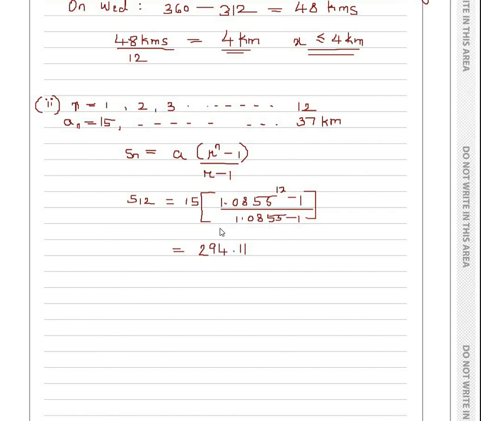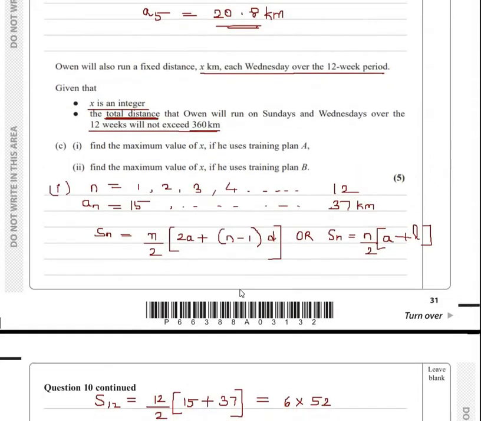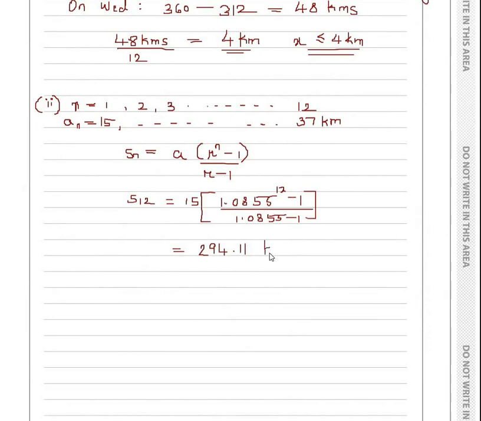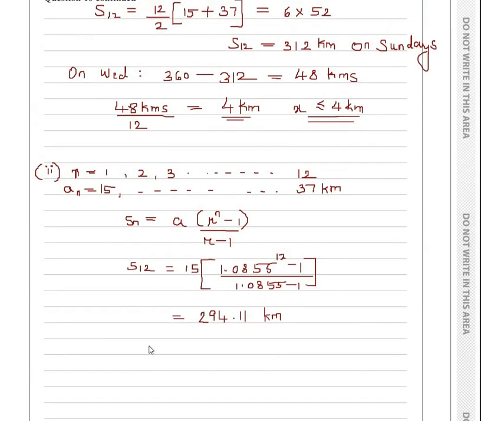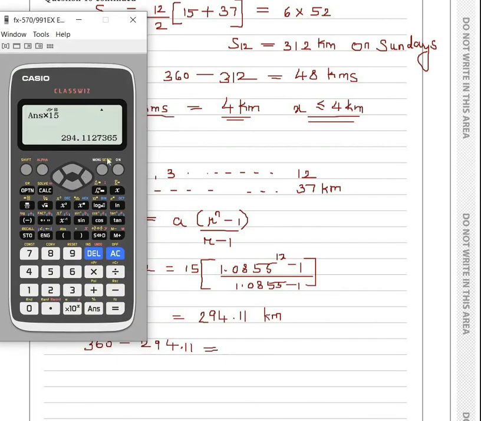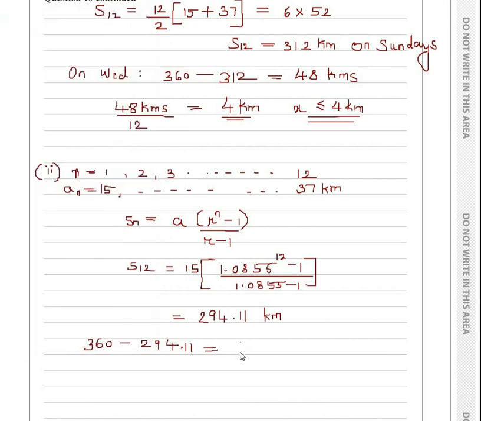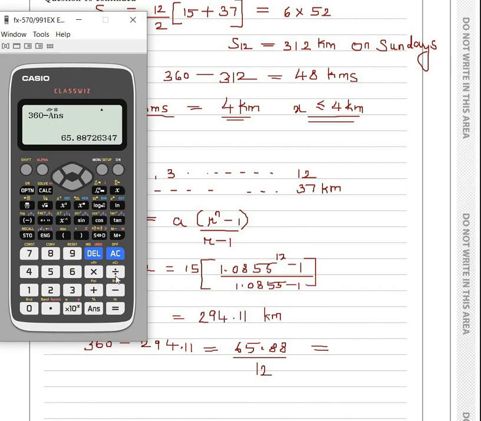Since it has been given that it should not exceed 360 kilometers, this is the total he is going to run. So we are going to do the same thing as we did for the previous one. We subtract 360 minus 294.11, which gives us 65.88. And he is running this over a period of 12 weeks, so if we divide it by 12, we get 5.49.